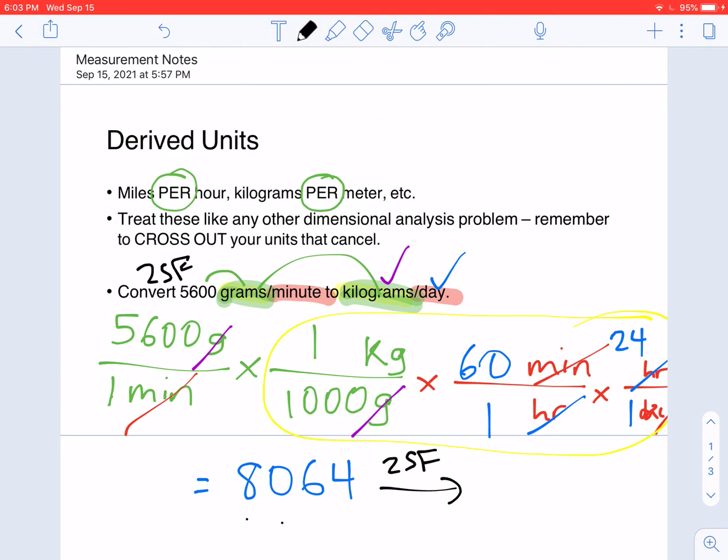So I have a sig fig here and a sig fig here. That 6 is going to round me up. I still need the zeros there, right? Even though they're not significant. Don't do all of that hard work without leaving off your units there. We're going to have kilograms per day.